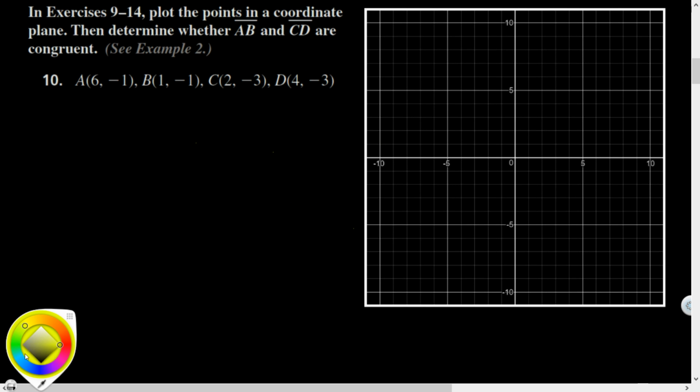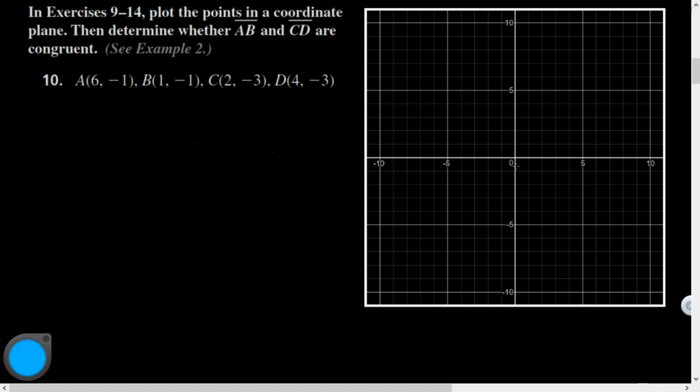Let's plot some points. It says plot the points in the coordinate plane and determine whether AB and CD are congruent. Congruent is when two figures geometrically are the same shape and size, and congruence for some geometric figures can be determined when their measures are equal.